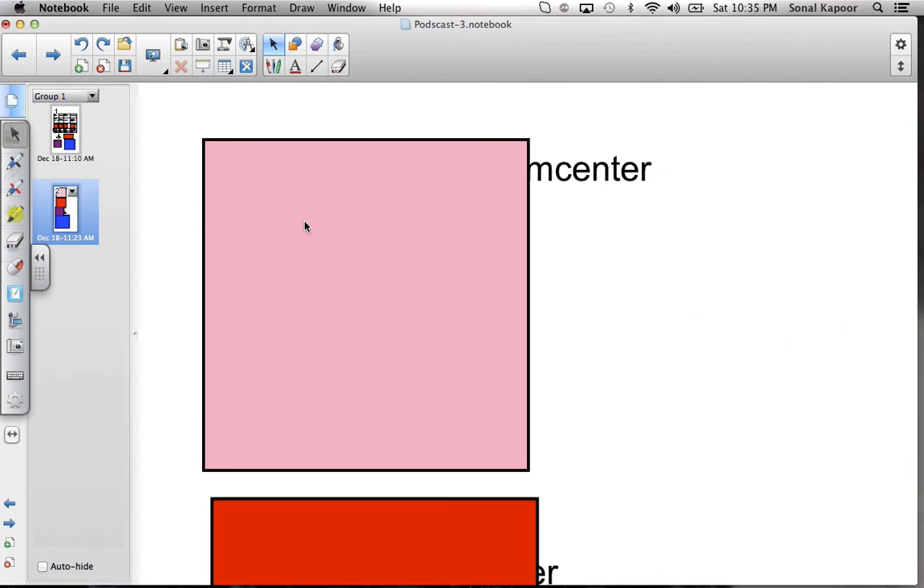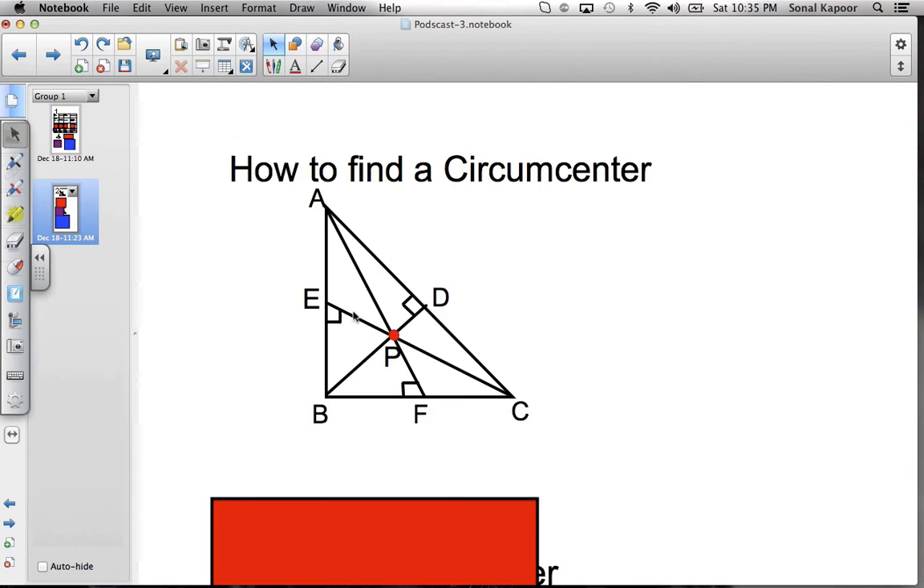P is the circumcenter of triangle ABC, and if that is true, according to the circumcenter theorem, then PB would equal PA, which should equal PC.